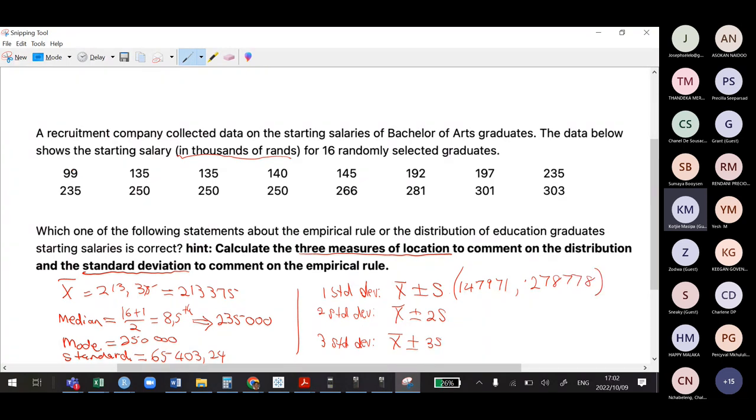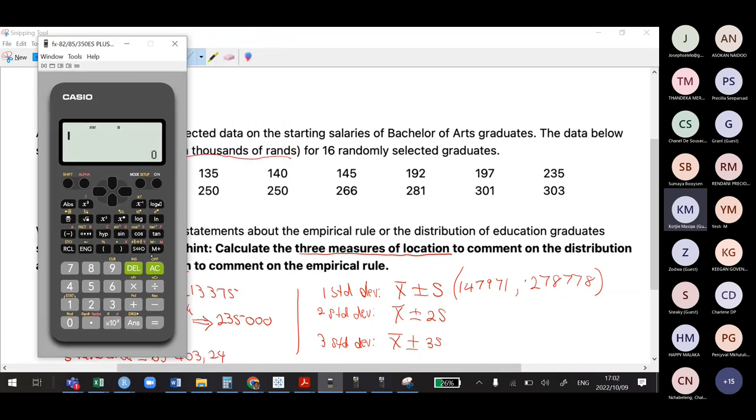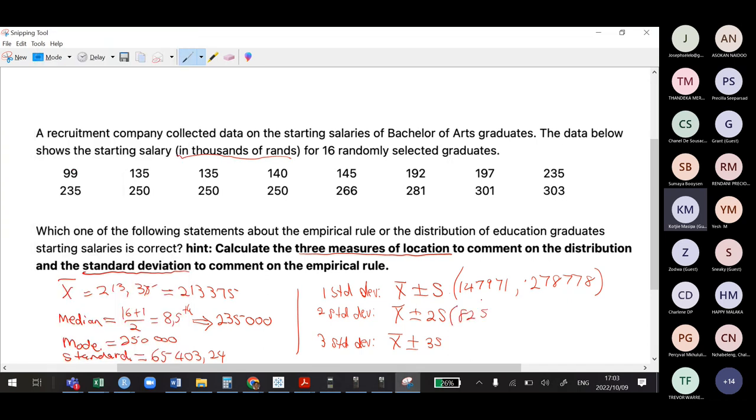278,778. And then we do the same with the two standard deviations. So it will be shift stat var 2, minus 2 times, I'm going to put it in brackets, shift stat 4, close bracket, because I'm multiplying with two standard deviations, equals, multiply that by 1,000, which is 82,582.68.